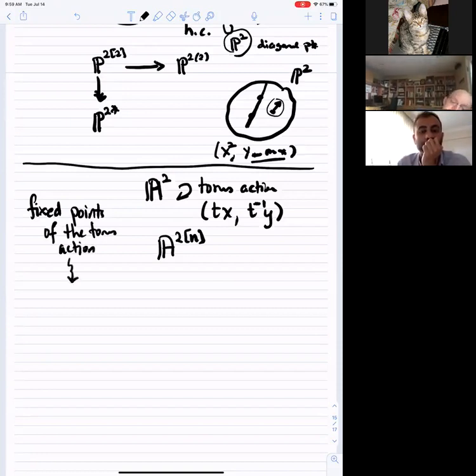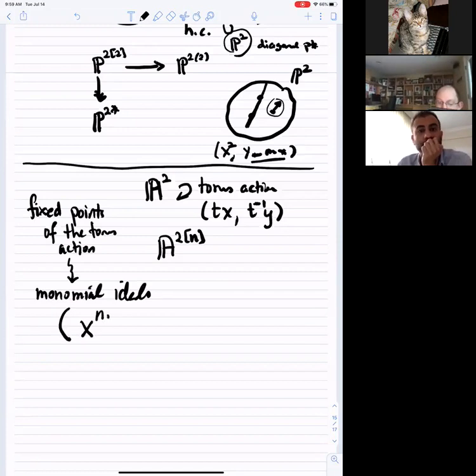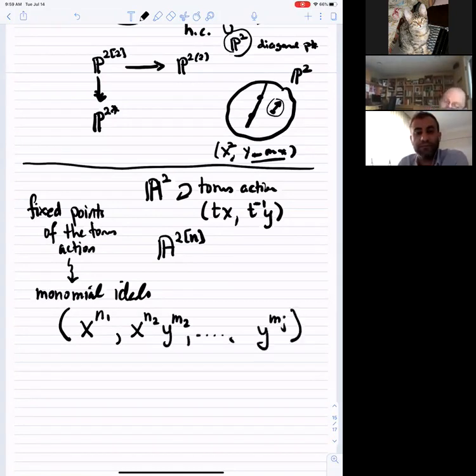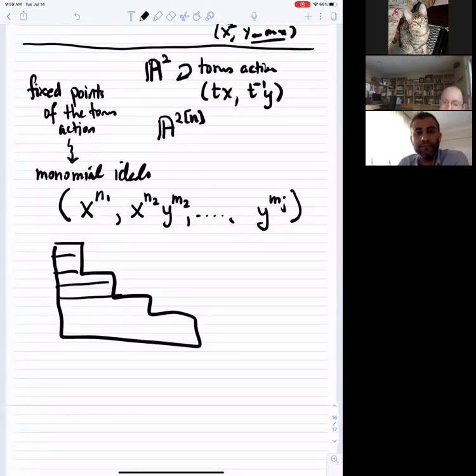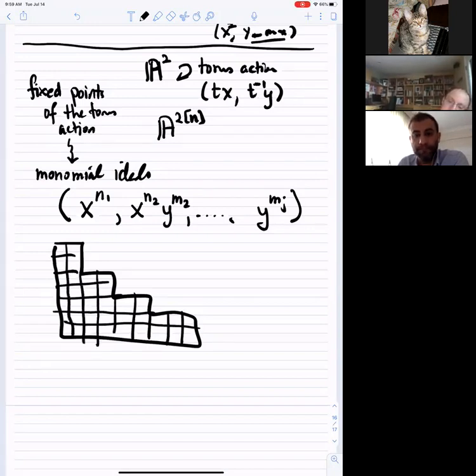You can describe these. These are the monomial ideals. All right, so these are things that are given by things like this: xn1, xn2, yn2, ..., maybe ynj. The way you denote these things is you denote them by box diagrams like this. Something like this, yeah? So these are the combinatorial objects associated to these monomial ideals.